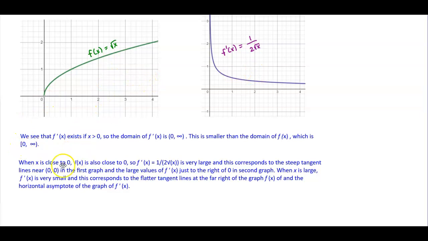Now, when we talk about the two graphs, when x is close to 0, the square root of x is also close to 0. So f prime of x, which is 1 over 2 times the square root of x, is very large, and this corresponds to the steep tangent lines near 0, 0 in the first graph, and the very large values of f prime of x just to the right of 0 in the second graph. Now when x is large, f prime of x is very small. And this corresponds to the flatter tangent lines at the far right of the graph of f of x, and the horizontal asymptote of the graph of f prime of x.